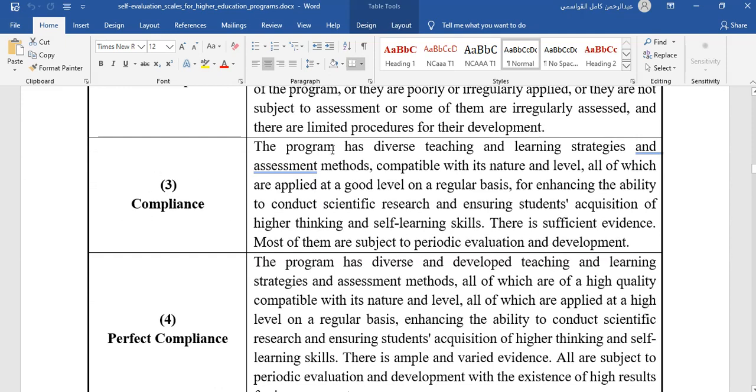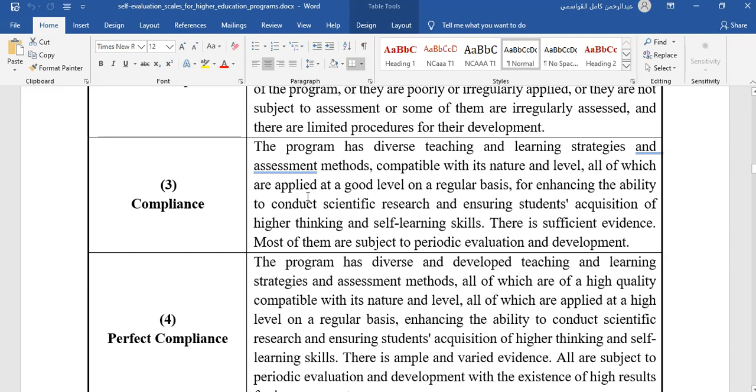So we will start from compliance, level 3. The program has diverse teaching and learning strategies and assessment methods compatible with its nature and level, all of which are applied at a good level on a regular basis for enhancing the ability to conduct scientific research and ensuring students' acquisition of higher thinking and self-learning skills. There is sufficient evidence. Most of them are subject to periodic evaluation and development.